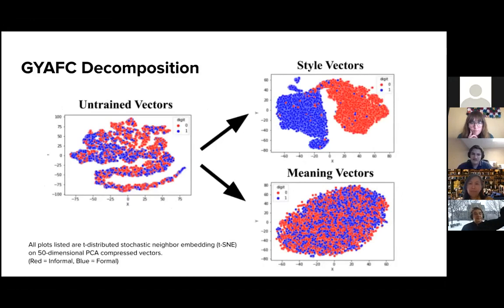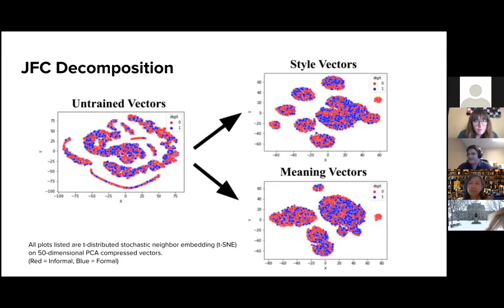So this is the Grammarly Yahoo Answers formality corpus. The untrained vectors, where a red dot means informal and a blue dot means formal, are kind of a mush. The style vectors are perfectly separated by informal and formal, and the meaning vectors are all kind of a blob. This is pretty cool. It would be much cooler if this worked as well for the other data sets.